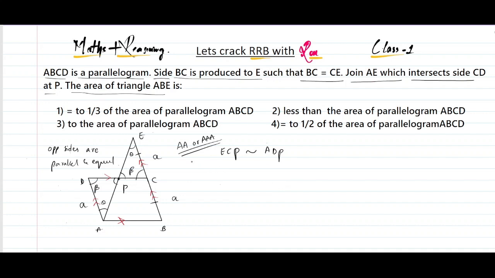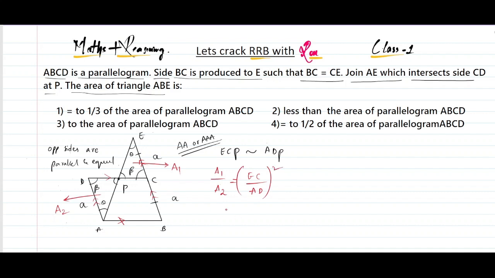Okay, you understood how triangle ECP became similar to triangle ADP? We use the concept of parallel lines and the transversal concept. Now if two triangles are similar, let's assume this triangle's area is A1 and this small triangle's area is A2. We know the area ratio equals the ratio of their sides whole square. So EC divided by AD, whole square.